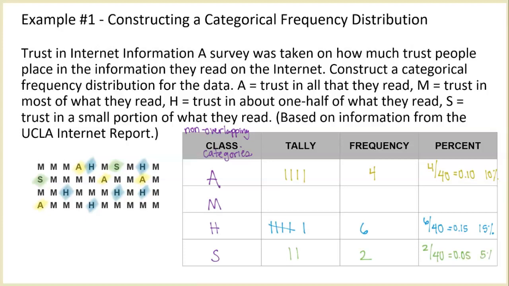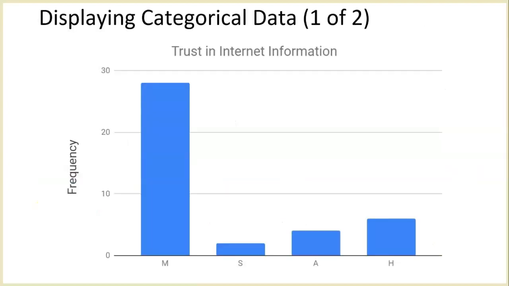To quickly find the M's wouldn't be difficult because the M's are what's left. I found that by subtracting 12 from 40, which gave me 28 out of 40. And we can see that that's 70% of the data. We want to make sure that we have 100% represented here. So 10 and 70 is 80, and then 15 and 5 is 100. So we have 100% of the data represented here.